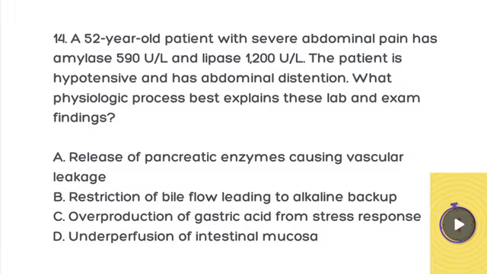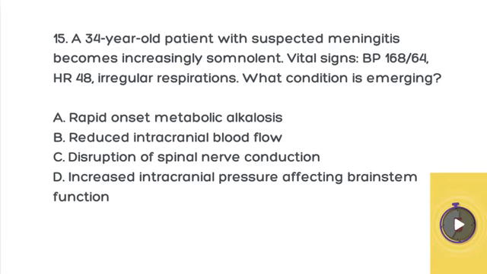Question number 15. A 34-year-old patient with suspected meningitis becomes increasingly somnolent. Vital signs are 168/64, a heart rate of 48, with an irregular respiration. What condition is emerging? For question number 15, 10 seconds.